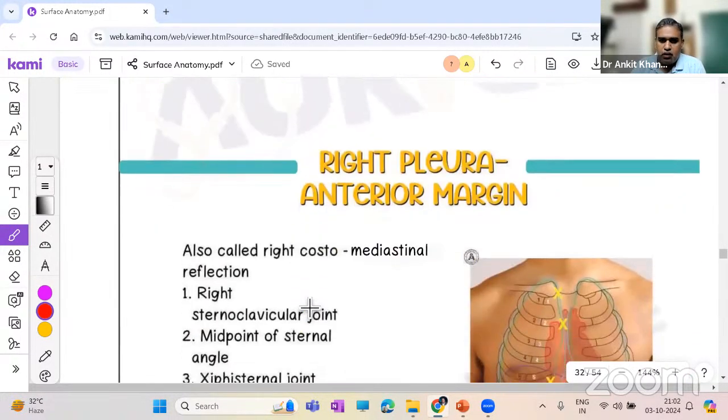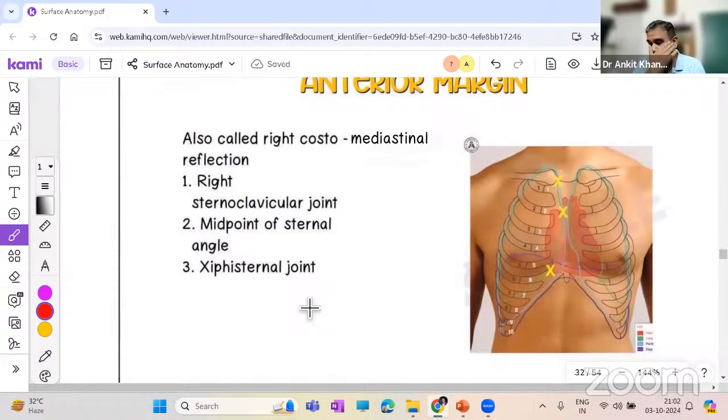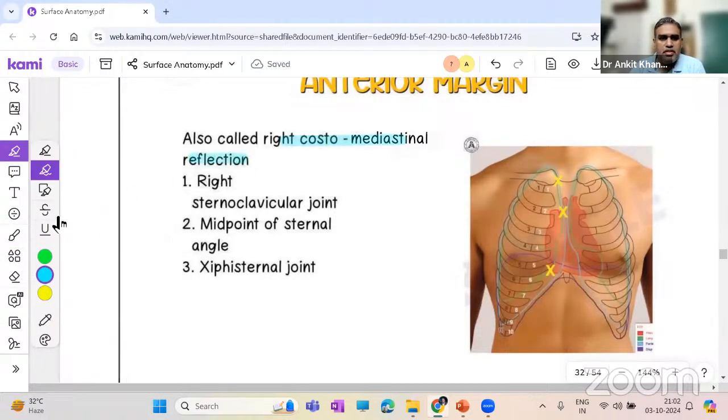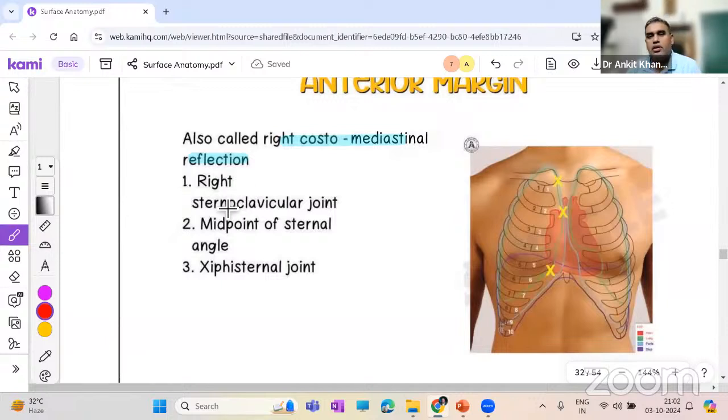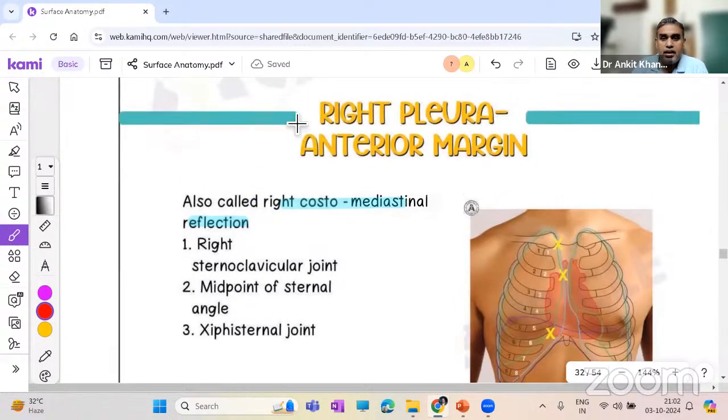Okay. Now the right-sided pleura, anterior margin. So we have the margins of pleura, also called the right costo-mediastinal deflection. Let us see that too. We have to take a few points. Now this is the anterior margin. We are moving from the cervical pleura to the anterior margin of the right side, because there is a difference between your right and left. Why? Because on the left side you have the heart also coming into place. So it slightly displaces the anterior margin of the left lung, or the anterior margin of the left pleura.